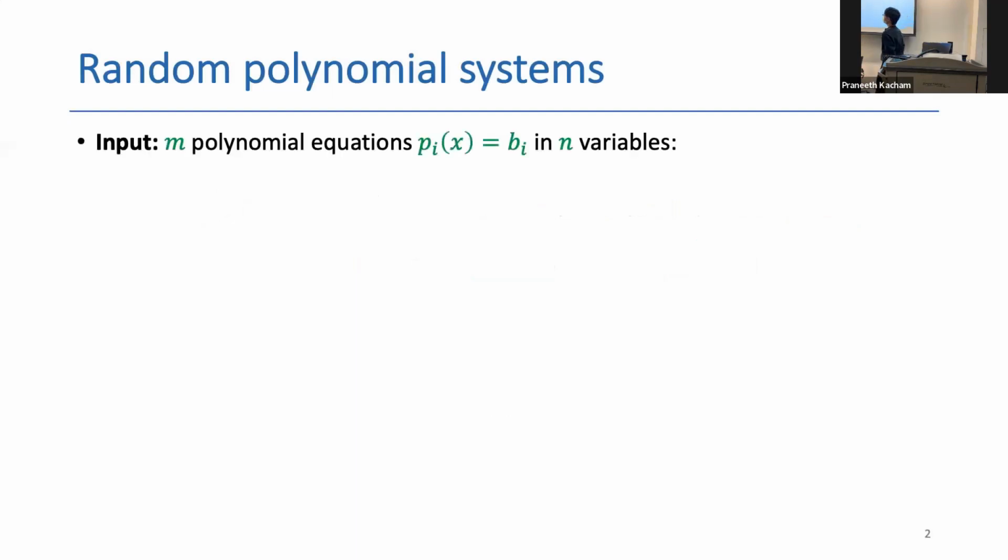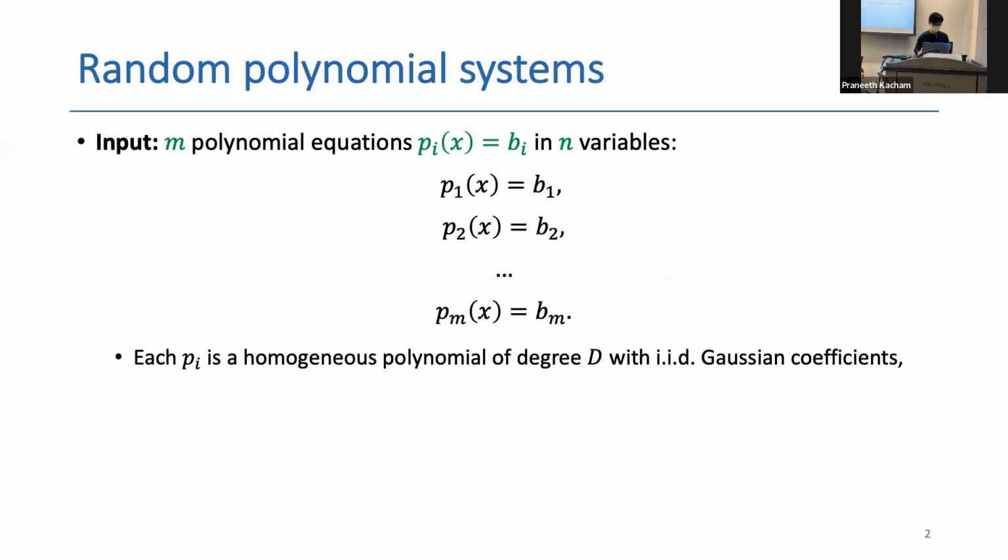So suppose we're given as input m polynomial equations, P1 to Pm, and each equation is Pi of x equals Bi, like this. And suppose each Pi is a homogeneous polynomial of degree capital D, and its coefficients are sampled from the Gaussian distribution. And suppose the Bi's are also IID Gaussians. So this is the input polynomial system that we're given.